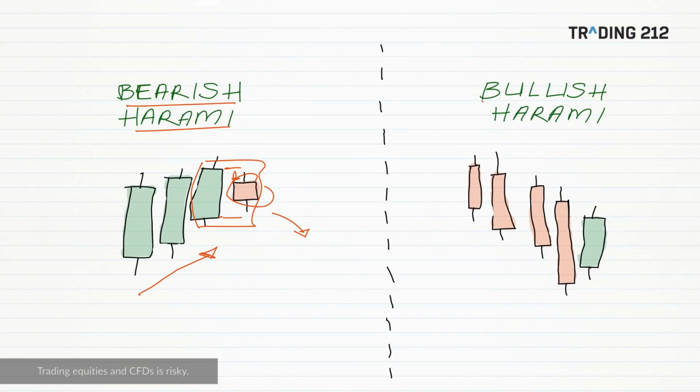And similarly with the bullish Harami that we can see here, we've got a bit of a downtrend going on, descending candles, bearish candles, but then the pattern is just these two final candlesticks. This one's body is entirely contained within the preceding candle's, and that might indicate a reversal.